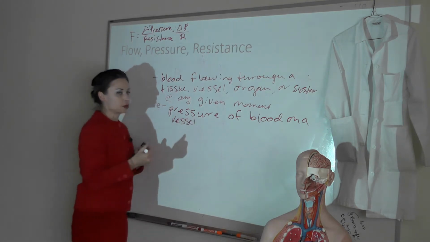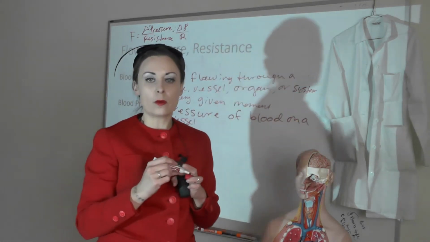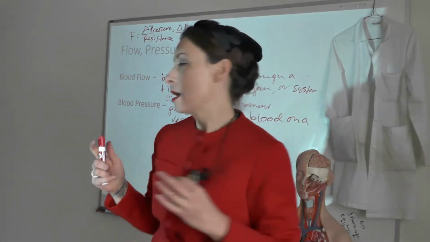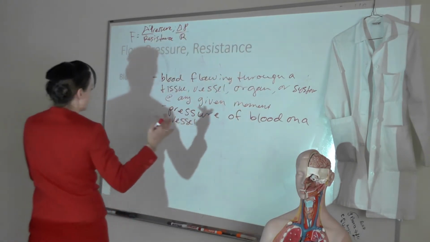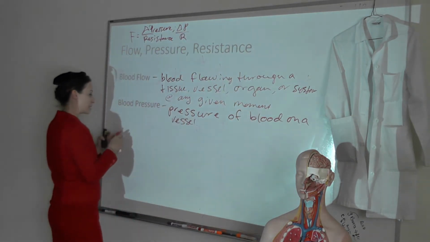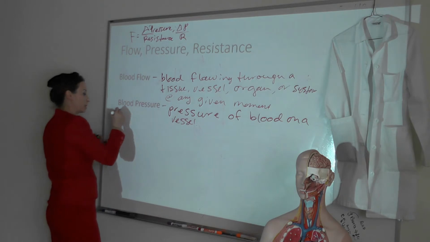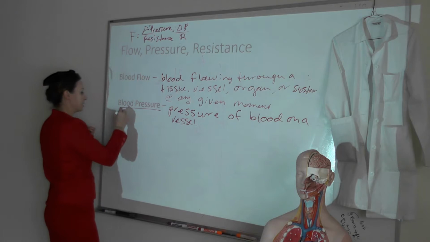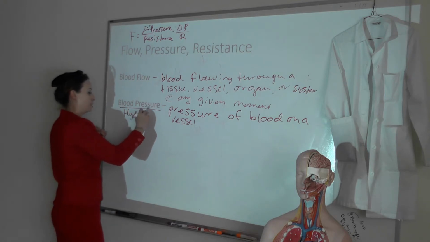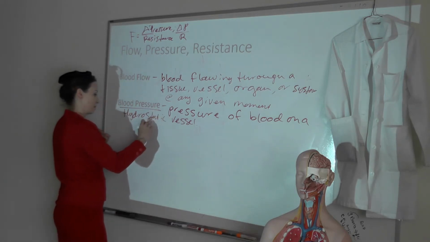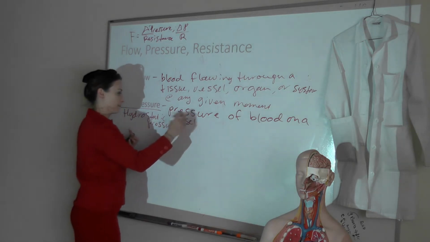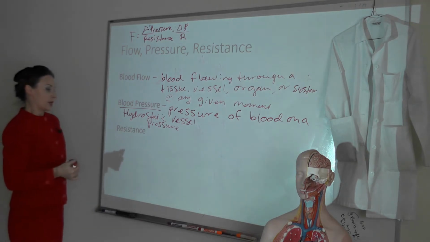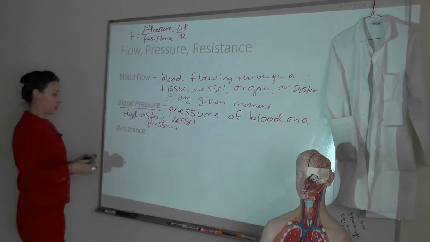Now this is a physical pressure of a fluid on a membrane, so we call that hydrostatic pressure. And this is an outward pressure in the arteries due to ventricular systole. So blood pressure is this pressure of blood on a vessel, the hydrostatic pressure of blood on that vessel. Okay, resistance is just the opposition to flow.